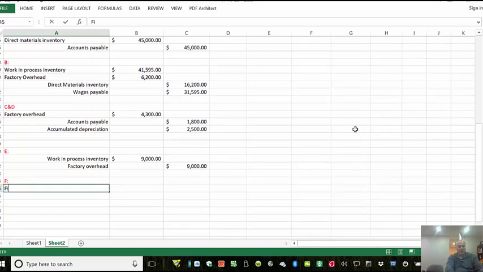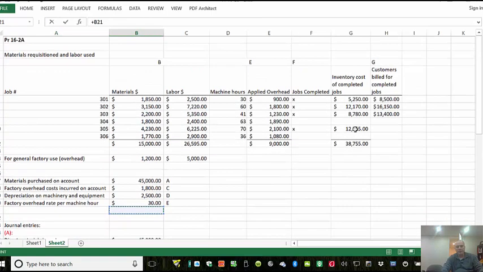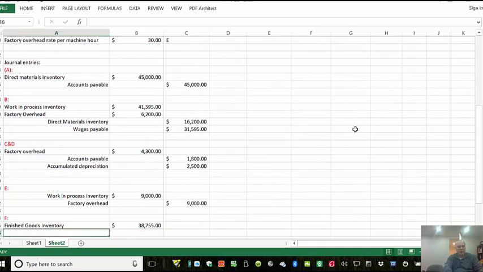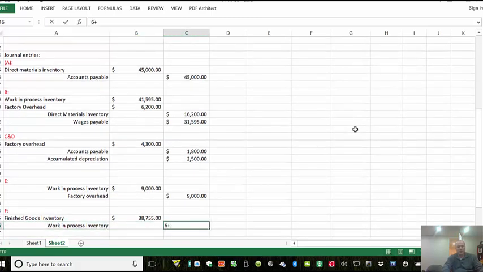So I'm going to debit finished goods inventory, that amount, and credit work in process inventory for that amount.